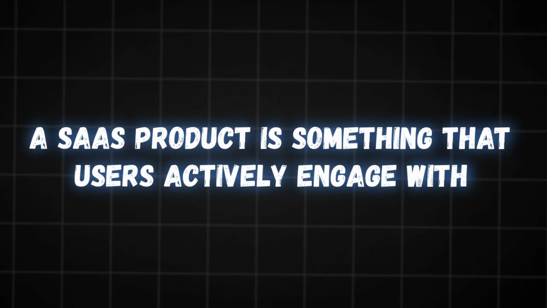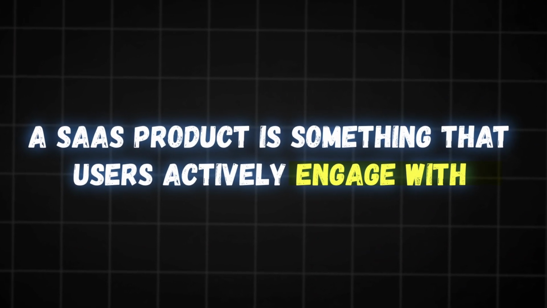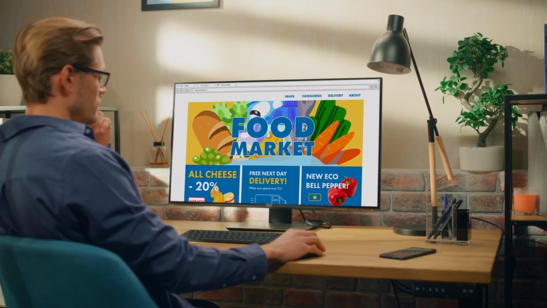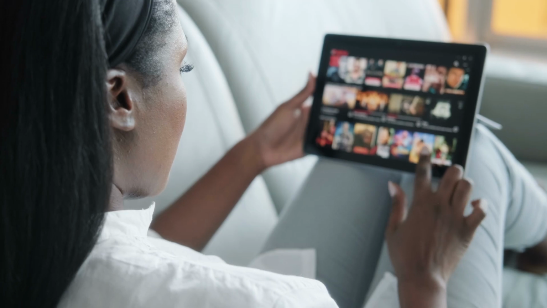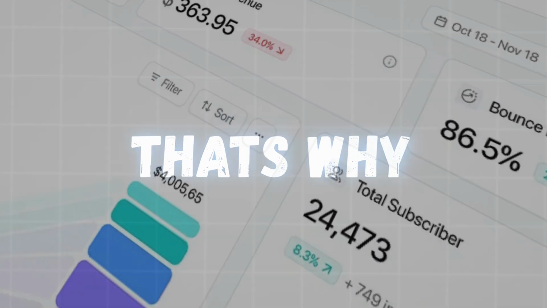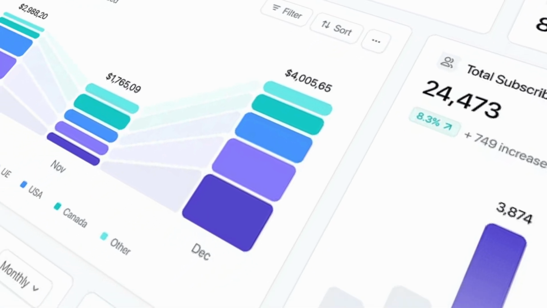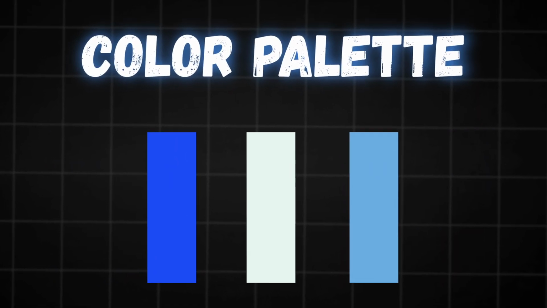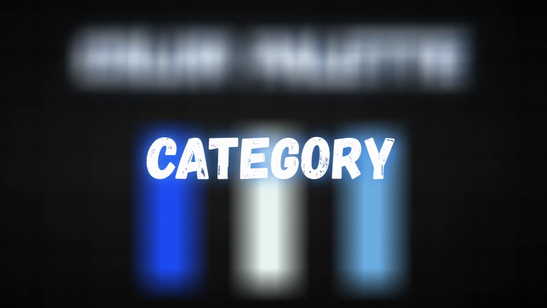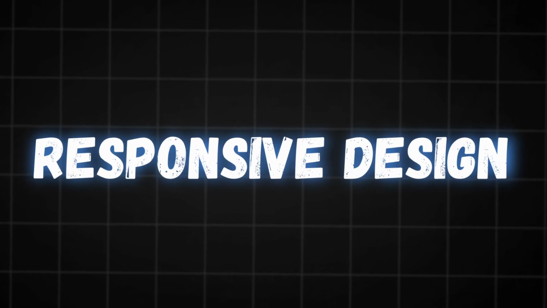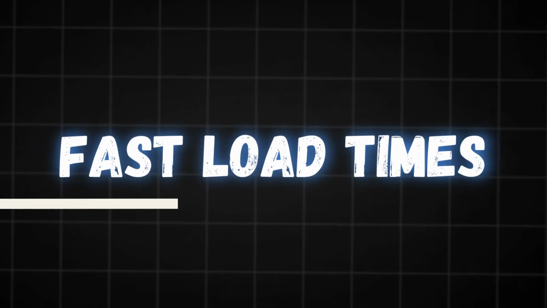A SaaS product is something that users actively engage with, and the user interface plays a crucial role. If users don't find your UI appealing or easy to use, there is a high chance they won't sign up or stay. That's why it's important to design an engaging and user-friendly interface before you start coding. Choose the right color palette that matches your product category and aligns with your logo and branding. Consistency in design builds trust. Also, focus on clear navigation, responsive design for all screen sizes, and fast load times.